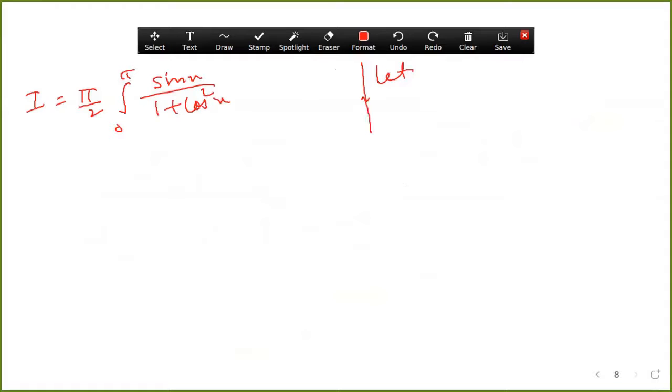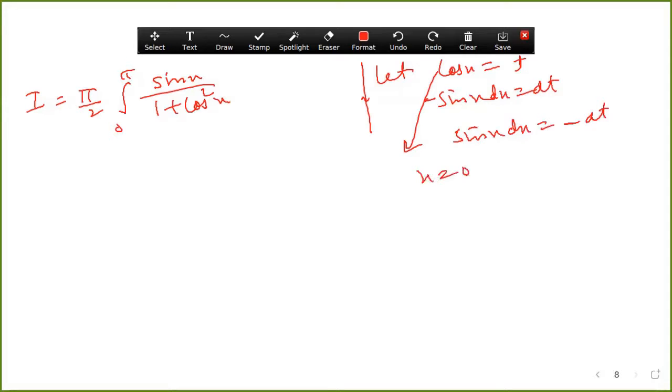What you are getting? Question is I is equal to, take the 2 to the right hand side, pi by 2 from 0 to pi sine x upon 1 plus cos square x. Now let cos x is equal to t. Then what is the derivative? Minus sine x dx is equal to dt. It means sine x dx is equal to minus dt. And from here, if x is 0, this implies t will be equal to 1 because cos 0 is 1. If x is pi, then t will be equal to minus 1.